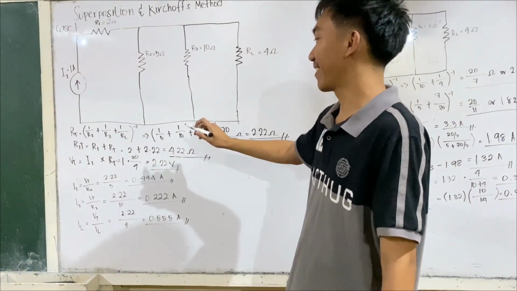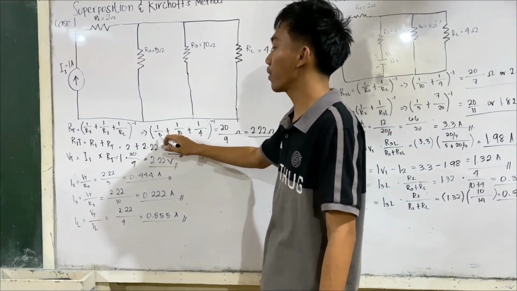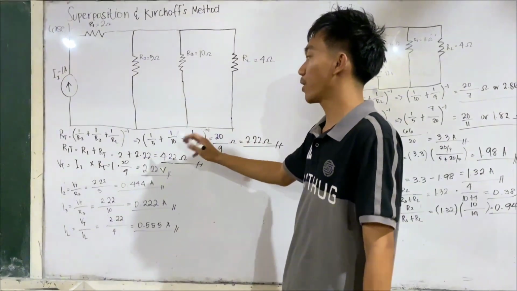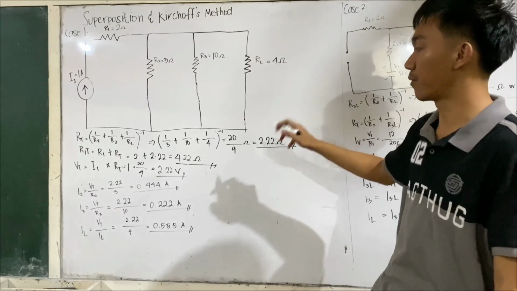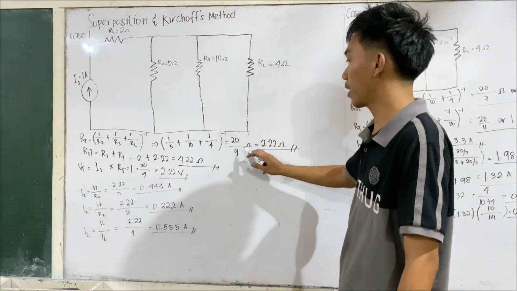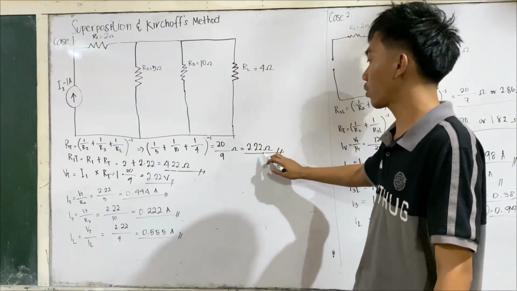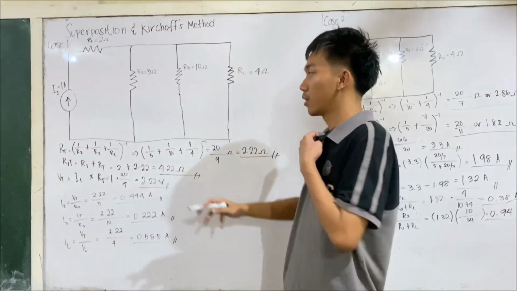raised to the negative 1 (tangent). Then distribute the value to the resistances: 1 over 5 plus 1 over 10 plus 1 over 4. Then this will be equal to 20 over 9 ohms or 2.22 ohms of our R total.